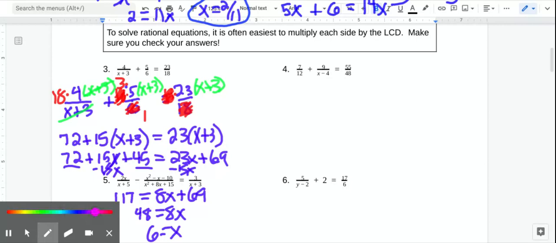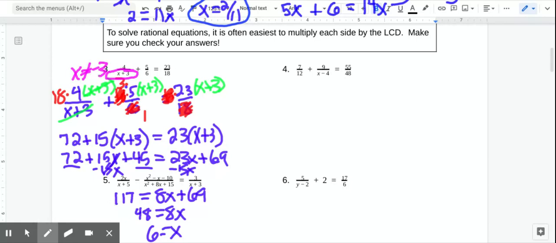Let's go back and check our excluded values right here. We are not allowed to plug in -3. That would cause us to divide by 0. That would not be good. But our answer was 6, not -3. So we're fine. All right, let's try this next one. We have 7/12 plus 9 over x minus 4 equals 55 over 48.